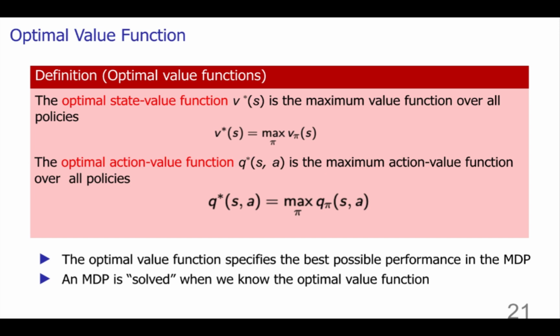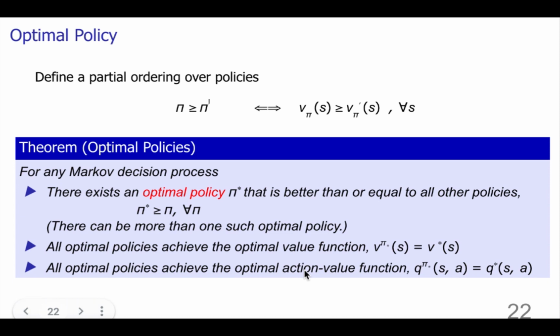We can call that the optimal action value. An MDP is solved when we know the optimal value function. So we say an MDP is solved, whether by value iteration or policy iteration, in this case when we can compute and obtain the optimal value. So after computing all the action values given the current state and action, if we take the maximum of all, then we have solved the MDP. We consider it solved.